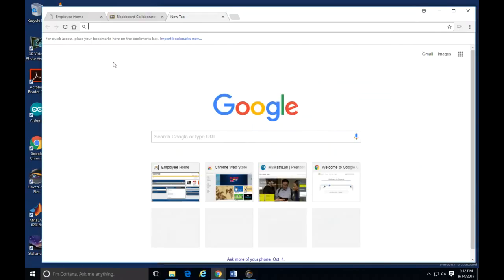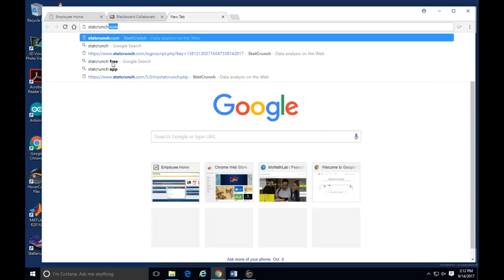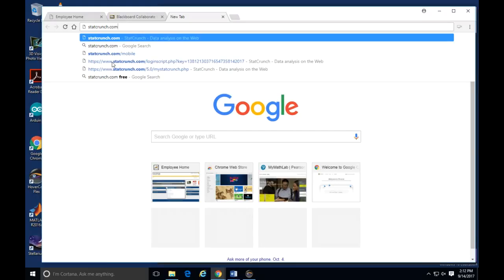For example, if you're taking your test and you have some data that you want to copy and paste into StatCrunch and the website won't let you do it, you can always open up another browser and go directly to the StatCrunch website. Here's how you would do that. Open up another browser and type in the address statcrunch.com.